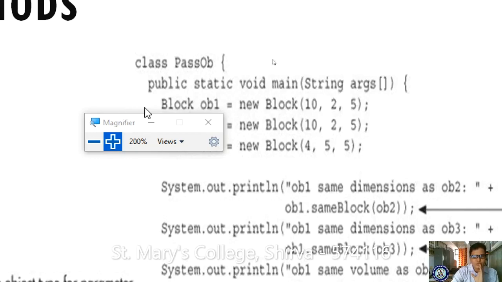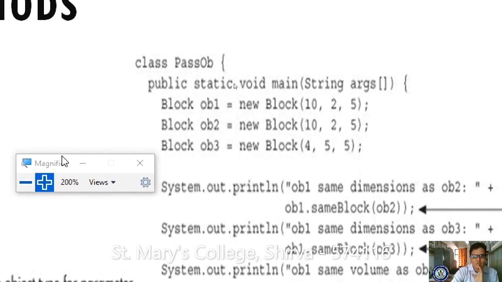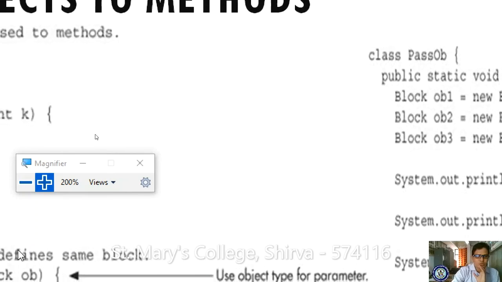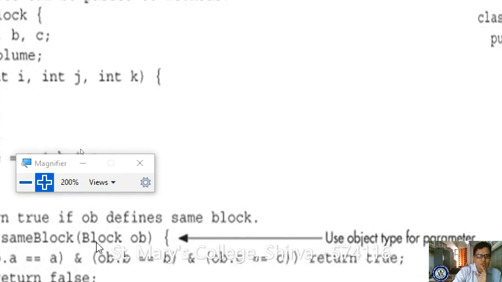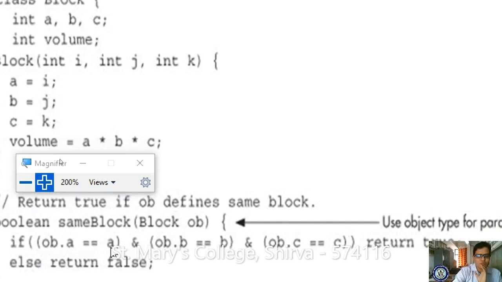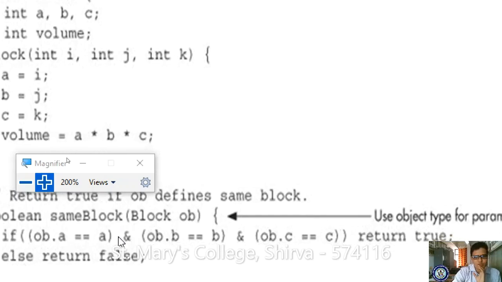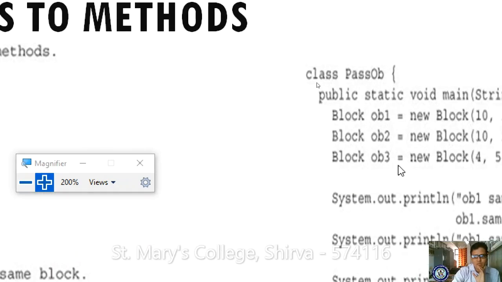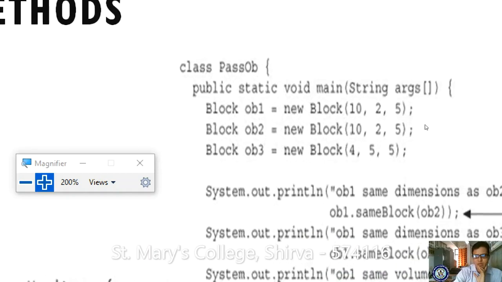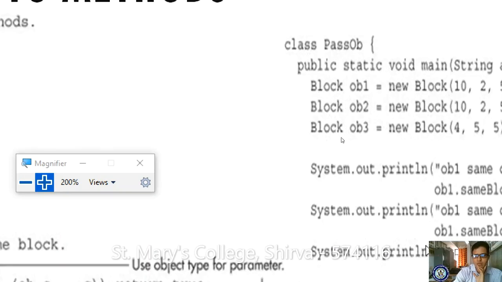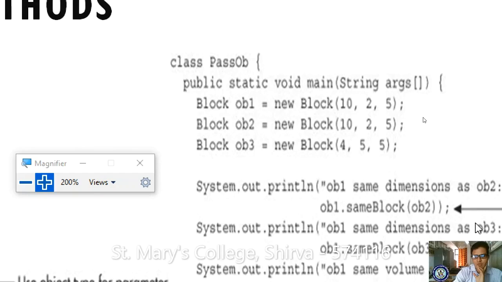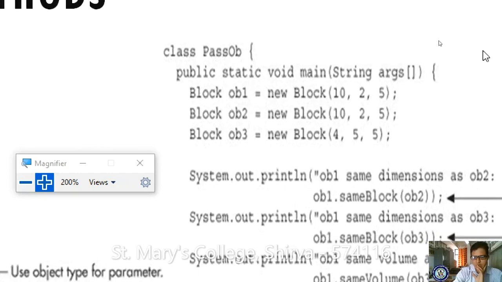Got it? So whenever you are supplying ob1.sameBlock of ob2, you are supplying the object 2 here and comparing it with object 1. In the same sense you are comparing object 1 with object 3. Whether 10 equal to 4, false. 2 equal to 5, false. 5 equal to 5, true. Got it? So it is not the same dimension.